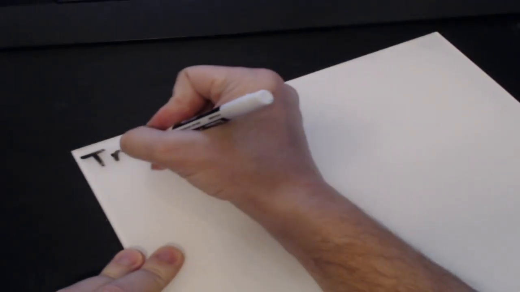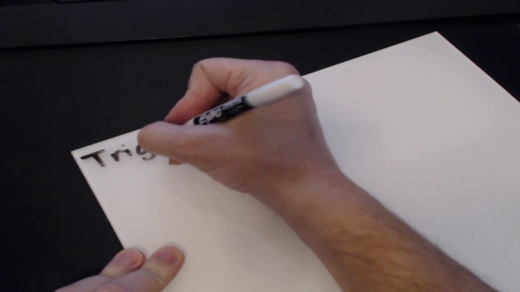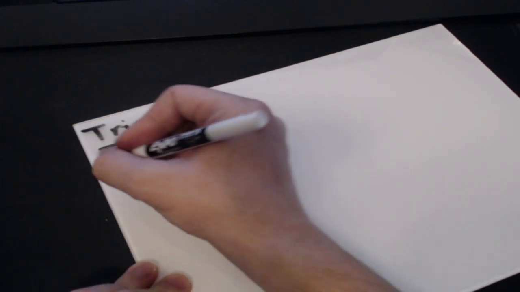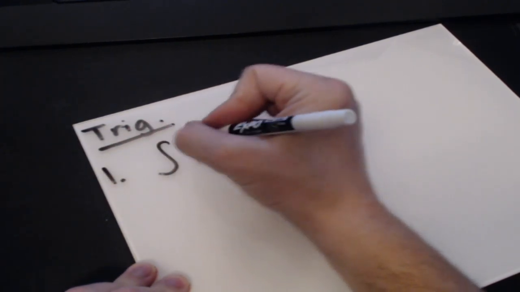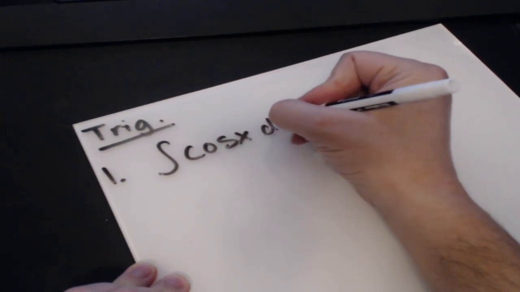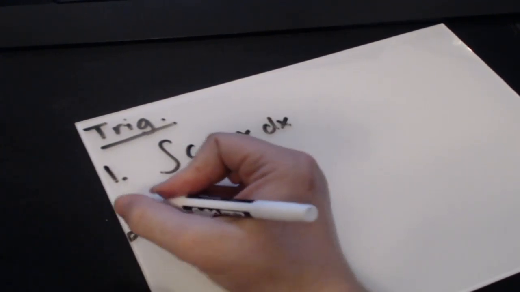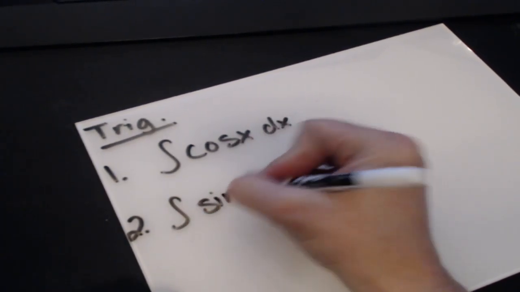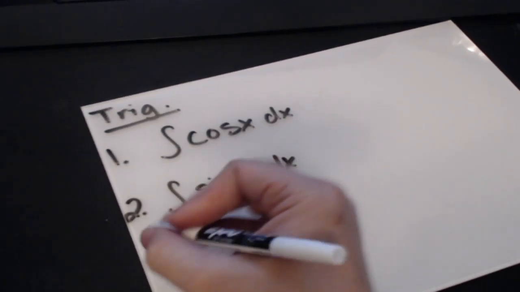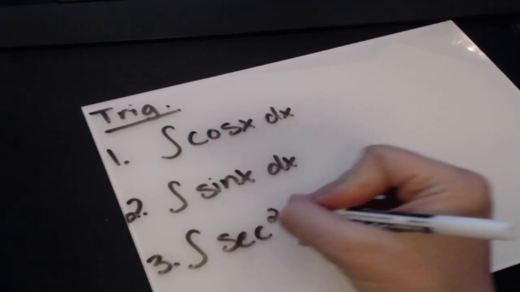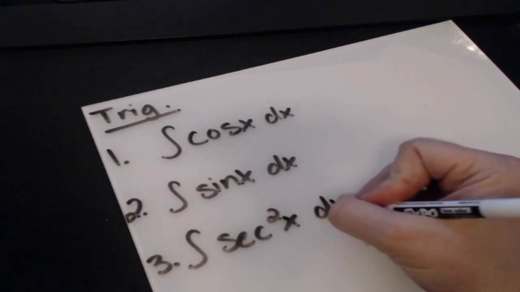So to cap off the actual rules part before getting to the fundamentals, we have the trig rules. There are basically three that you see a lot of, and you would see the integral of cosine x dx. You would see the integral of sine x dx, and you would see the integral of secant squared x dx.